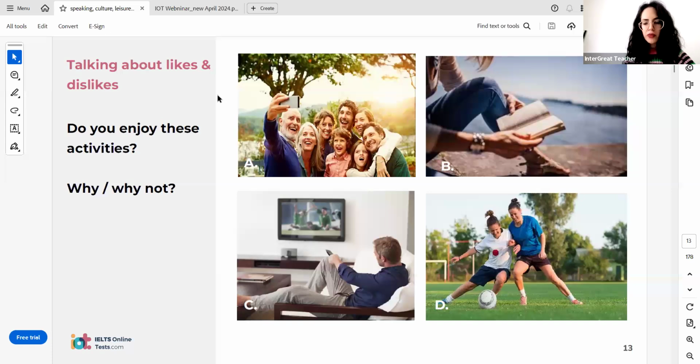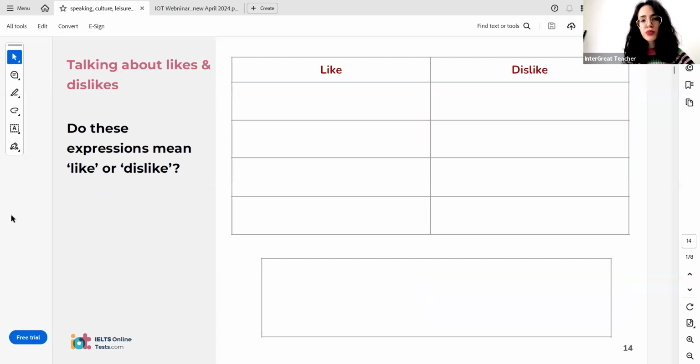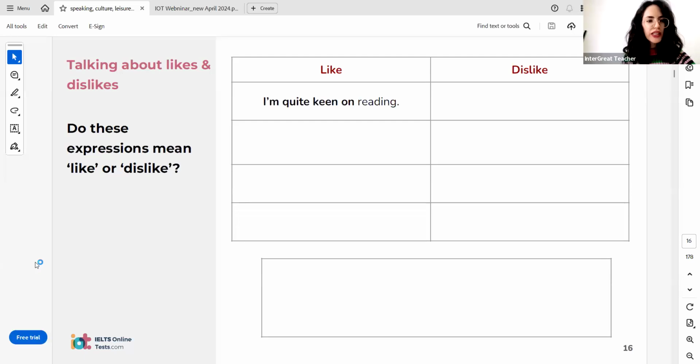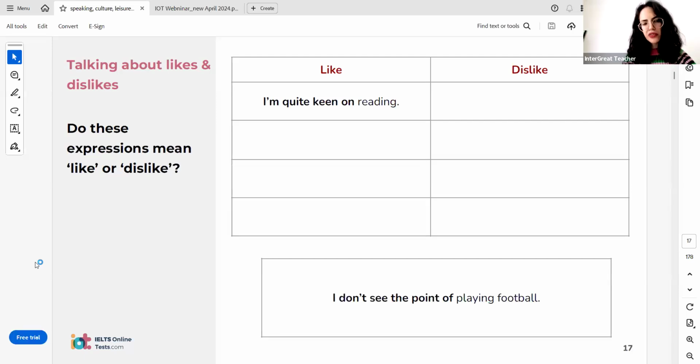Now, here, I'm going to introduce some expressions you can use in order to describe what you like and what you dislike, okay? So you guys are going to help me order them into like and dislike, okay? For example, I'm quite keen on reading. Be keen on something. Is it describing like or dislike? Exactly. Very good. So everybody agrees that be keen on something means to like something. How about this? I don't see the point of playing football.